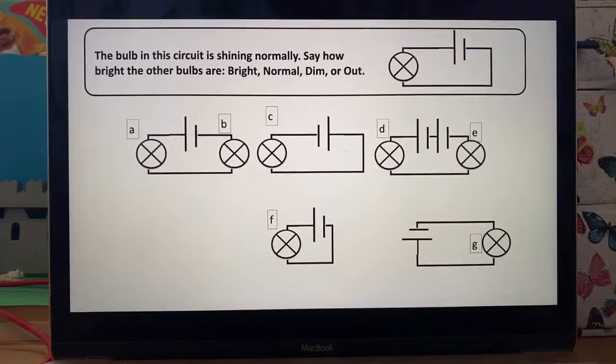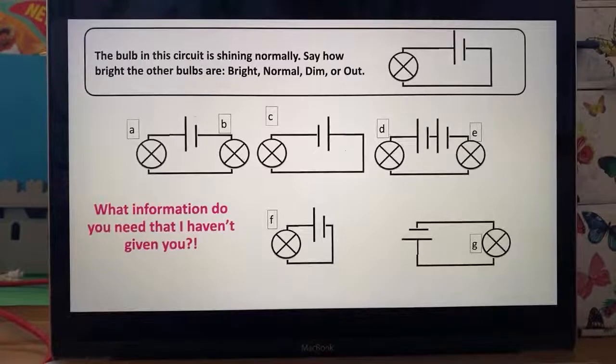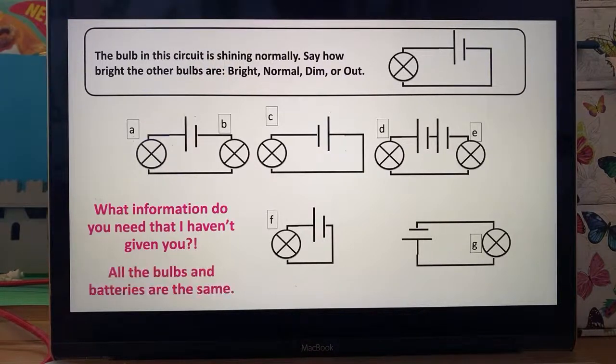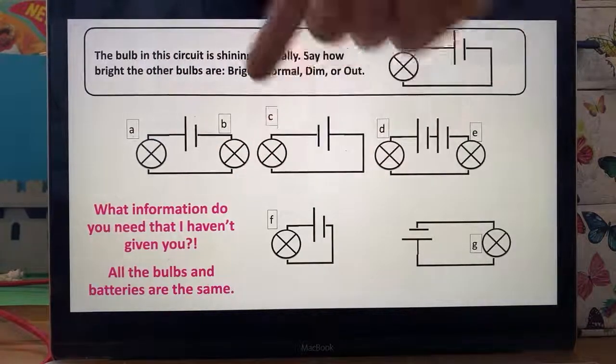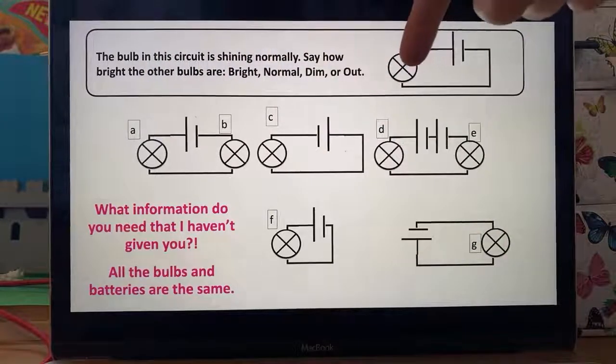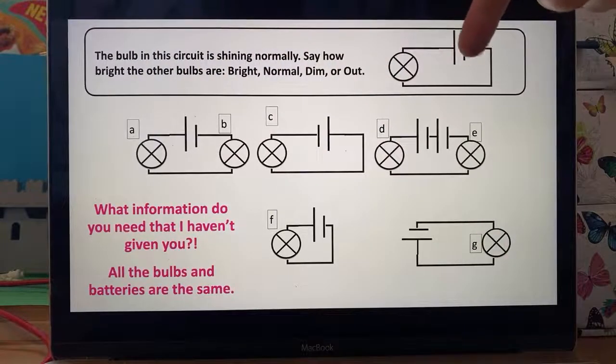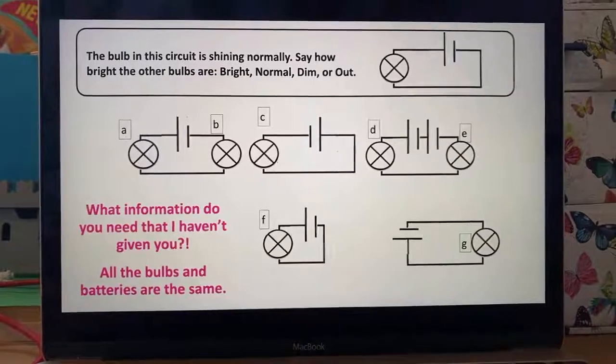Hold the phone, Lara! What information do you need that I have not given to you? You can't just press on and answer this question. I've missed out some crucial information. What have I missed out? Well, on Facebook, a lot of them were saying you've missed out the voltage. That's true. I could tell you what all the different voltages were, but instead I'll just say all the bulbs and batteries are the same. So we'll say that all the bulbs like A, B, C, D, they're all exactly the same as this bulb, and all the batteries that you see are exactly the same as that battery. They're all fully charged and stuff.